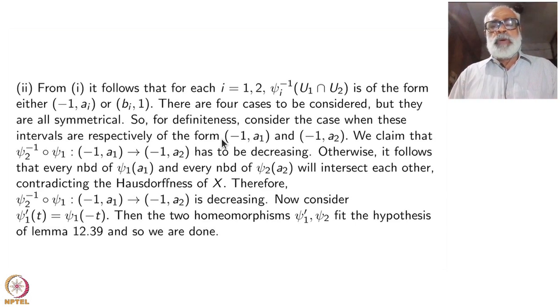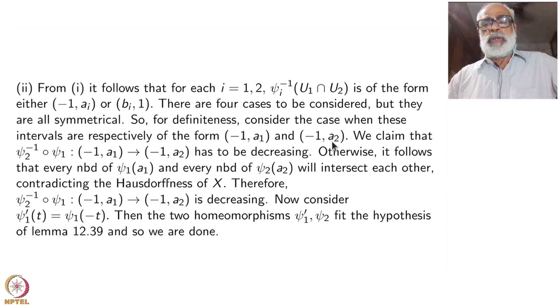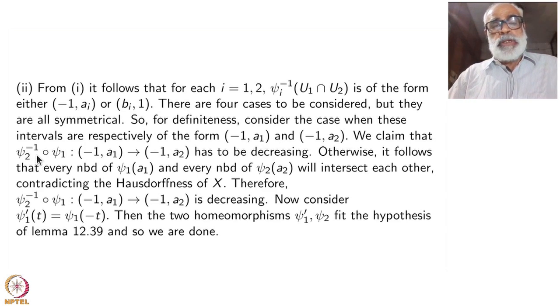Okay. So consider the case when these intervals are of the form minus 1 to a1 and minus 1 to a2, a2 for psi 2, this is for psi 1. We claim that psi 2 inverse psi 1 on minus 1 to a1 is decreasing. I am assuming that it is only one component. In part 2, we are assuming only one component. So, one component, this is what is happening. If you look at psi 2 inverse psi 1, minus 1 a1 to minus 1 a2 has to be decreasing.